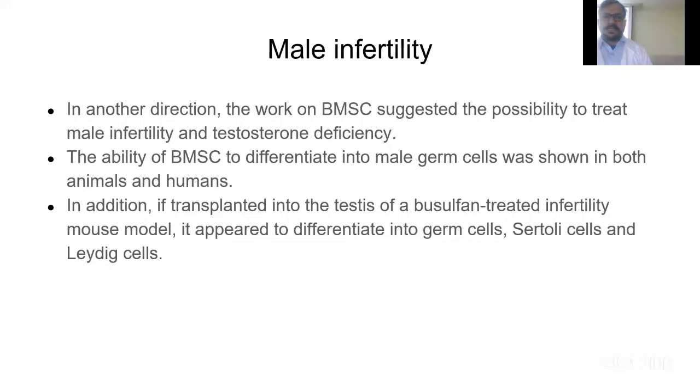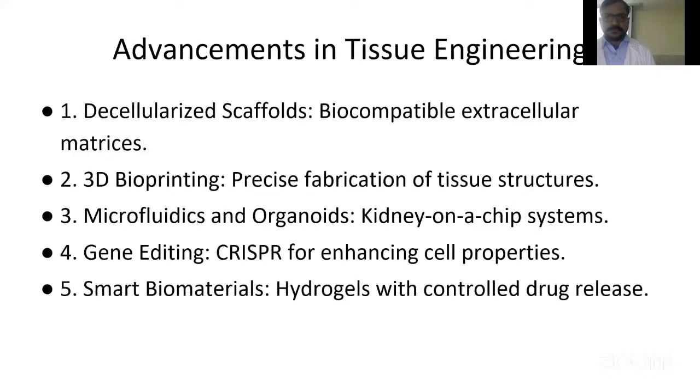In male infertility, bone marrow stem cell growth into male germ cells was shown in both animals and humans. In addition, if transplanted into the testis of a busulfan-treated infertility mouse model, it appeared to differentiate into germ cells, Sertoli cells, and Leydig cells.